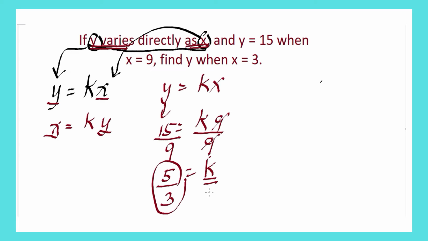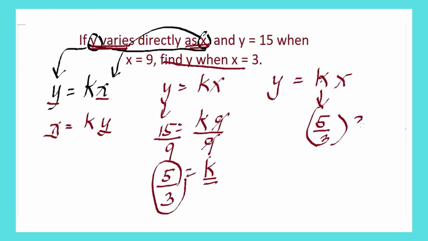It says here, find y when x is 3. So given the same equation, y is equal to kx, our k now has a value of 5/3 and our x is 3. The question is, what is the value of y? Now, 5/3 times 3, you can just cancel this one. Or if you want, you can multiply 5 times 3, that is 15 divided by 3. Still the answer is 5. So the value of y is 5 when the value of x is 3.